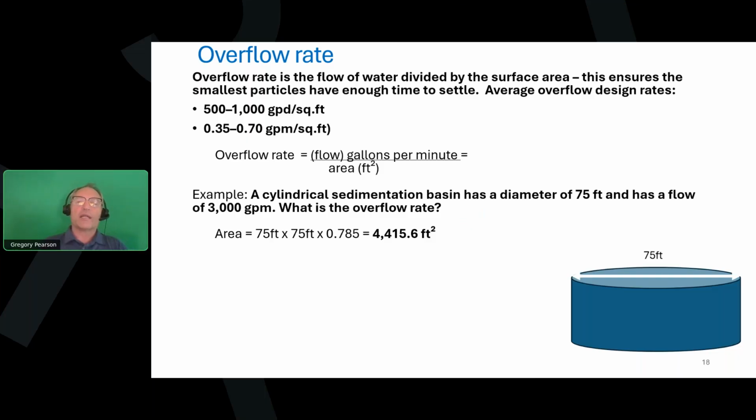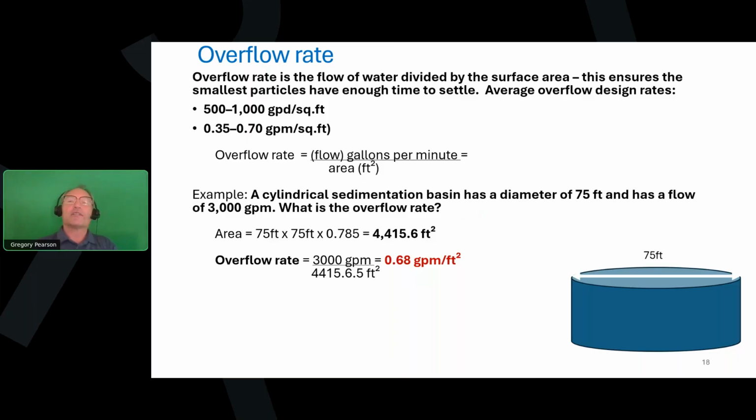So if we calculate the area, we see the surface area is 4,415.6 square feet. You can follow along on your calculators to make sure I'm not making a mistake here. We already know the flow, so we're going to take the flow of 3,000 gallons per minute and divide it by 4,415.6 square feet. We get an answer of 0.68 gallons per minute per square foot.